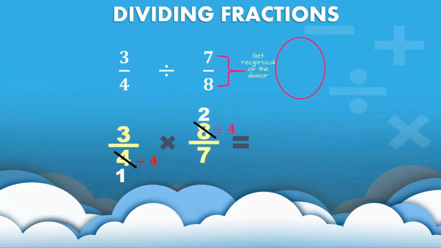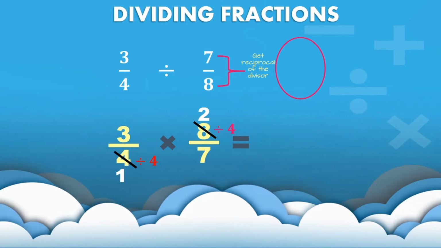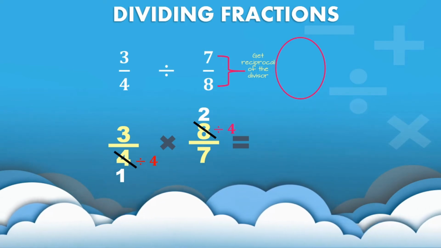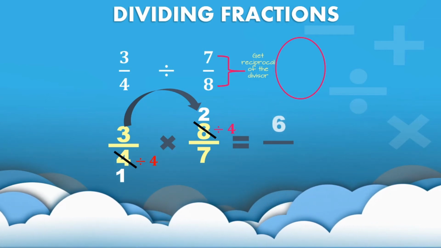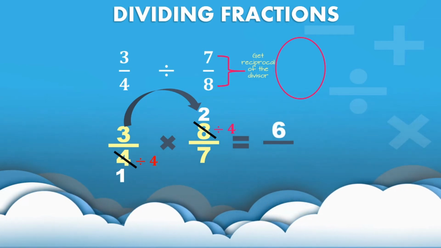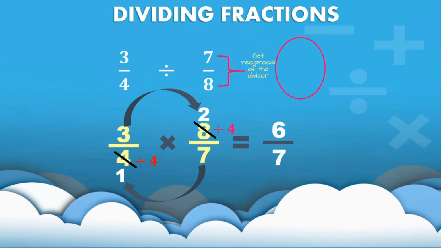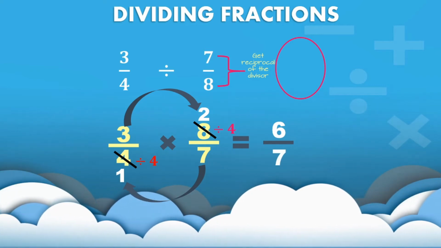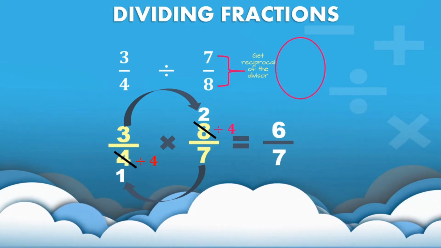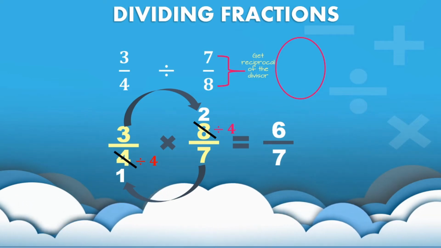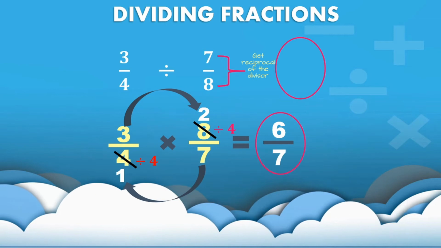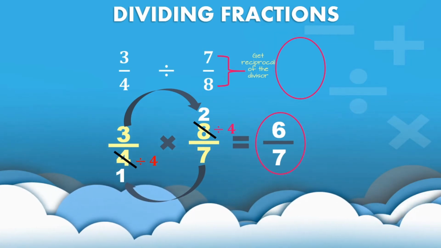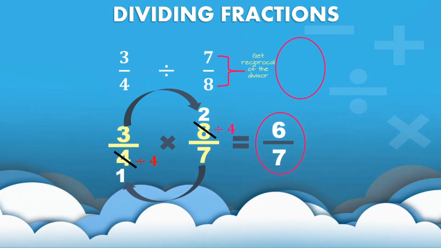So, after the cross cancellation, let's now proceed to multiplication of fraction. So we're going to do the numerator times numerator. 3 times 2, that will gives us 6. 7 times 1, that gives us 7. So 6/7 is already in lowest term. So 6/7 is our final answer. Therefore, 3/4 divided by 7/8 is equal to 6/7.